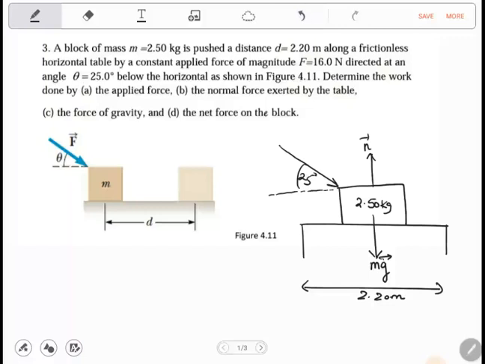Okay, so we need to find the components of this force. We have the vertical component and the horizontal component, the force in the y and the force in the x. And we know that for us to find the work done, the distance and the force must be in the same direction or in the opposite direction. In short, they must be parallel to each other.